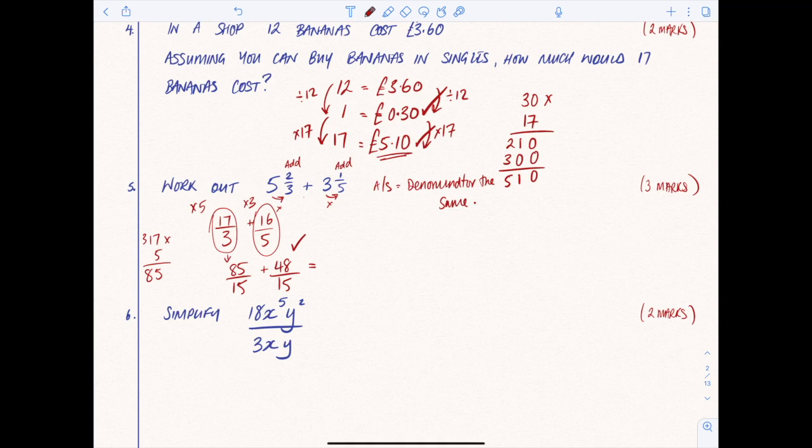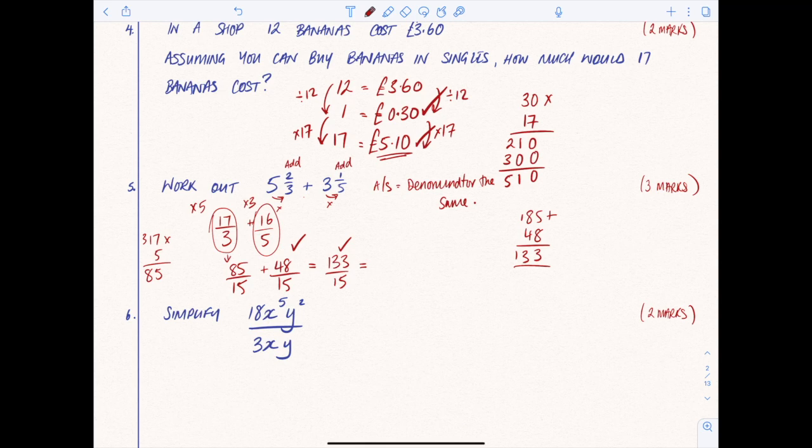Then all you're doing is 85 plus 48. Again, if you want to just make sure, write it out in full so you don't make a silly mistake. So 8 plus 5 is your 13. 3, carry your 1. 4 plus 8 is 12, plus your 1 is 13. So it gives you 133 over 15, and that would be your second mark. And then finally, just get in the habit of putting it in its most simplest form.